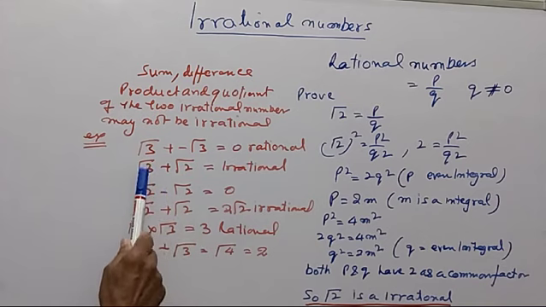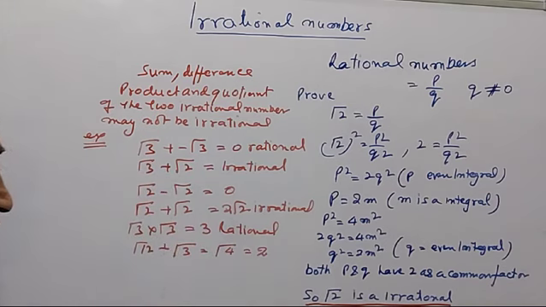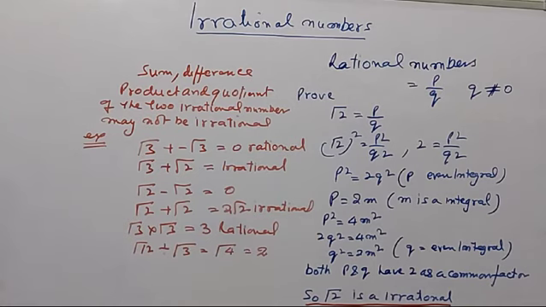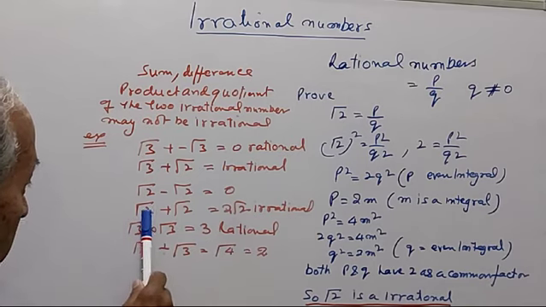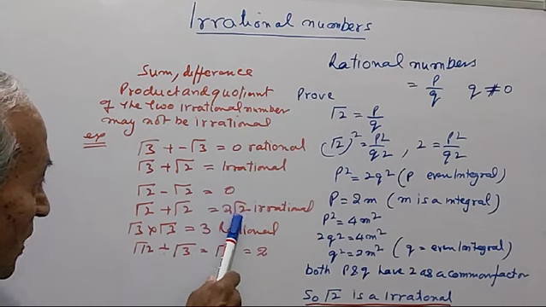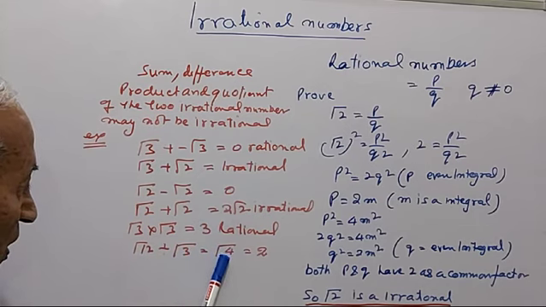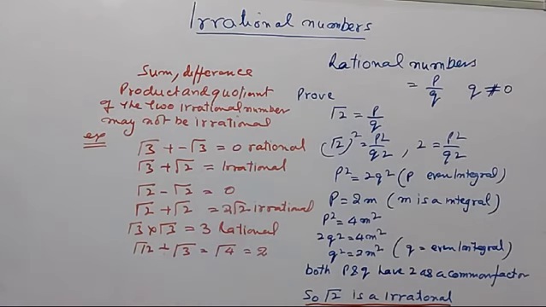And if we add root 3 plus root 2, that is an irrational number. Now again, if we subtract root 2 and root 2, that is 0, a rational number. And if we add root 2 plus root 2, it is 2 root 2, an irrational number. And if you multiply two irrational numbers, suppose root 3 and root 3, it is 3, which is a rational number. And if we divide root 12 by root 3, that is root 4, which is equal to 2, which is again a rational number.